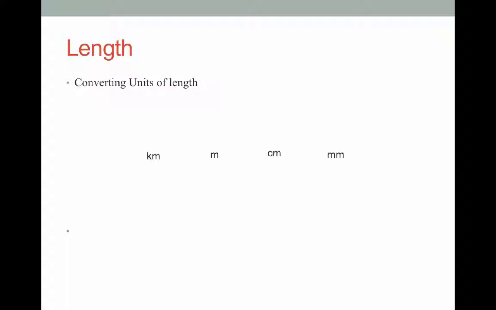So what does that mean? We're going to take kilometers, meters, centimeters, and millimeters, and we're going to convert between them, or change kilometers into meters, centimeters into kilometers, and so forth.